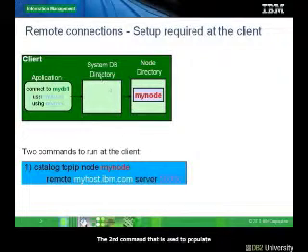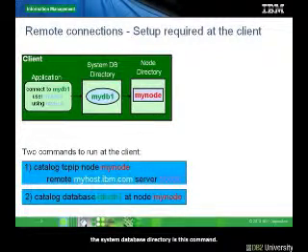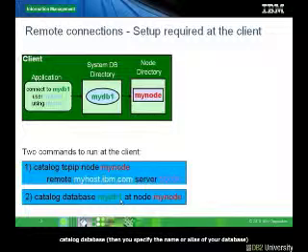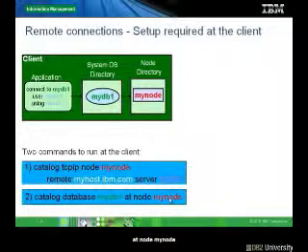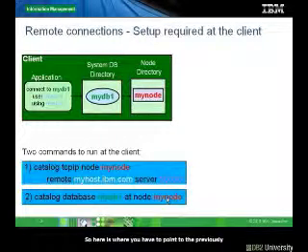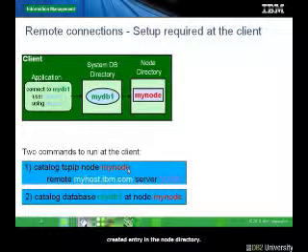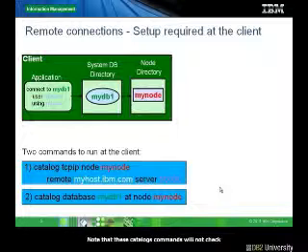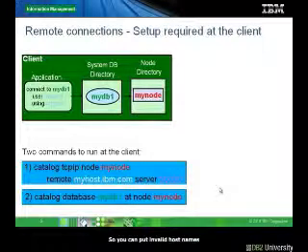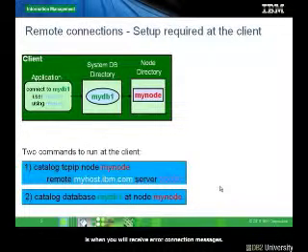The second command that is used to populate the system database directory is this command. Catalog database, then you specify the name or alias of your database, at node mynode. Here is where you have to point to the previously created entry in the node directory. Note that these catalog commands will not check whether the information that you entered is correct. So you can put invalid host names, port numbers, or database names. At the time you attempt to connect is when you will receive connection error messages.